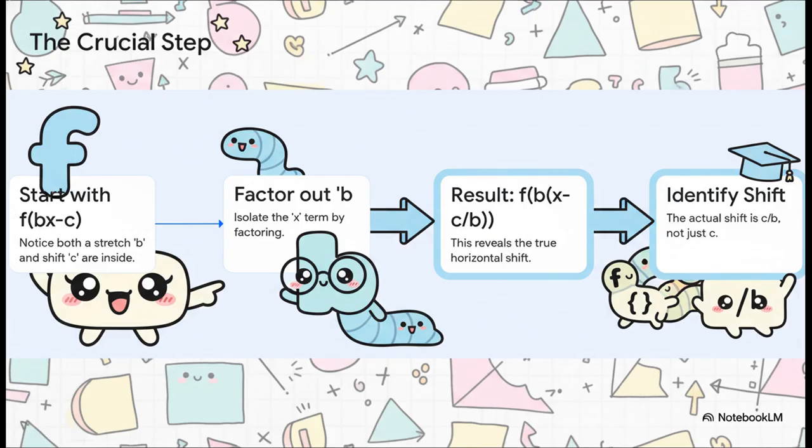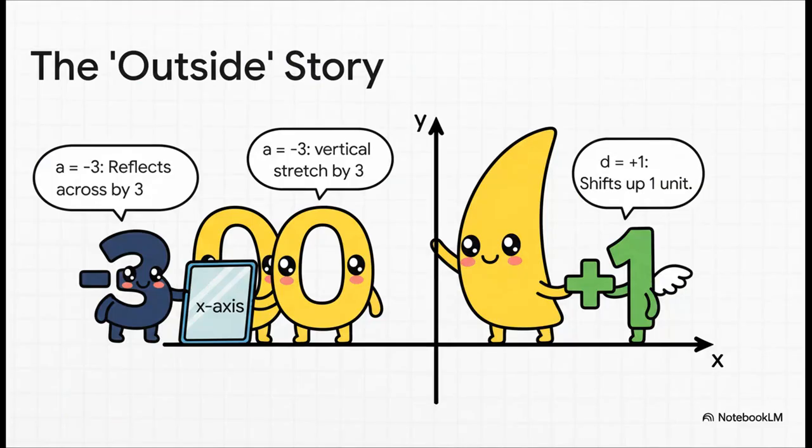When you have both a horizontal stretch and a shift happening at the same time, you must factor the inside first. If you don't, I guarantee you will get the horizontal shift wrong. You've got to pull that b value out to see what the true shift really is. Let's break this beast of a function down.